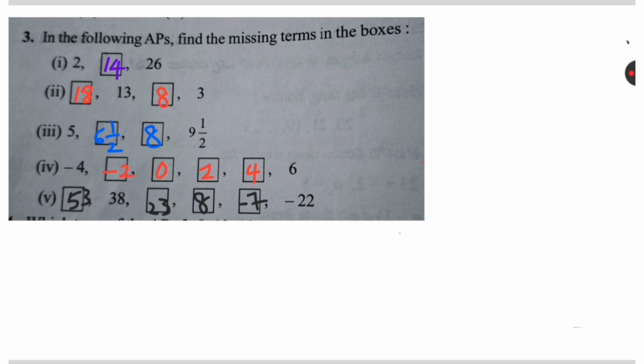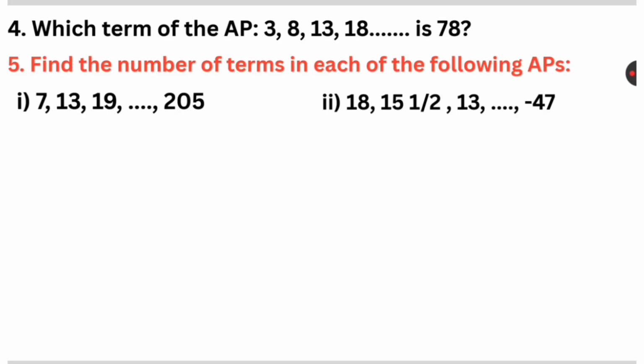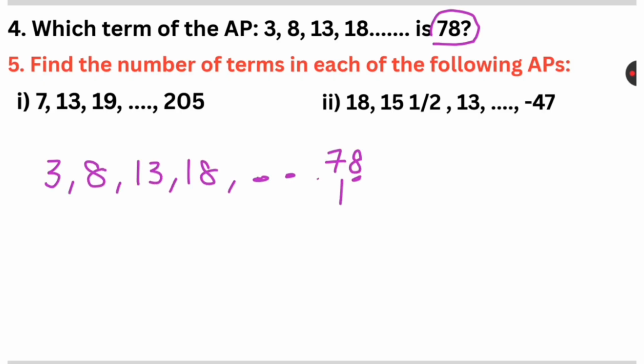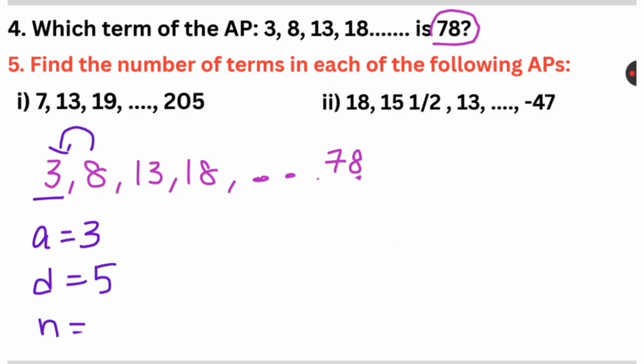Let's go for another question. Which term of the AP 3, 8, 13, 18 and so on is 78? So we need to find the nth term. The given arithmetic progression is 3, 8, 13, 18 and so on. Which term is 78? That means we need to find n here. So what is the first term? 3. What is the common difference? 8 minus 3 which is 5. We need to find the n value here, and the given an, the nth term, is 78. So how can you find the n value here?